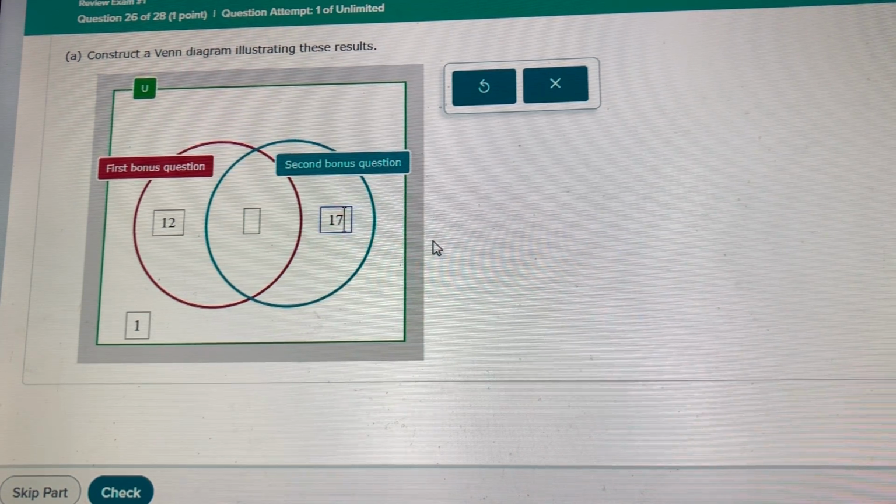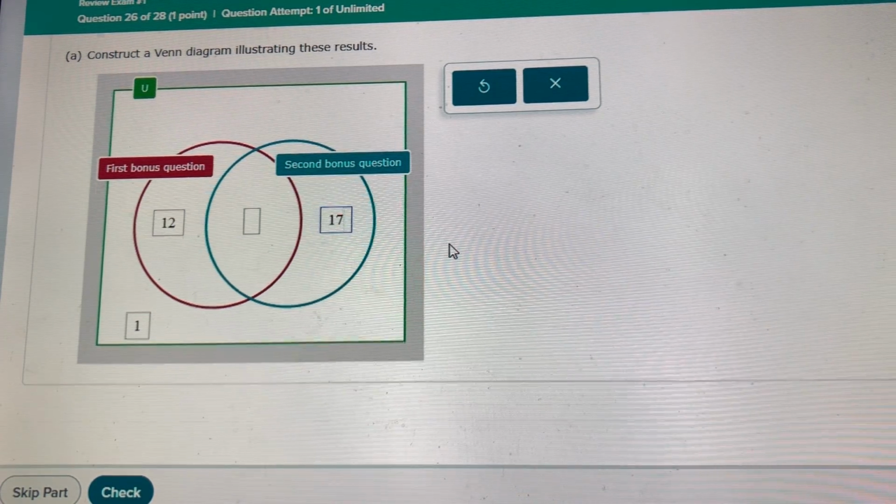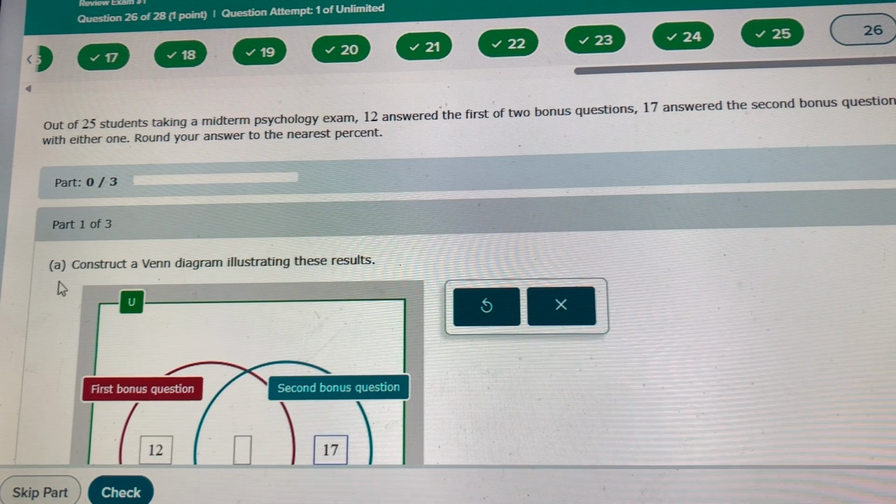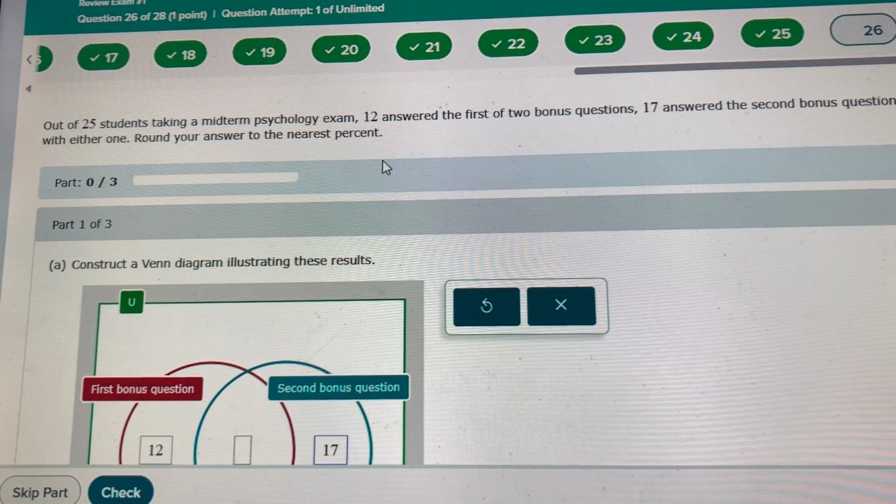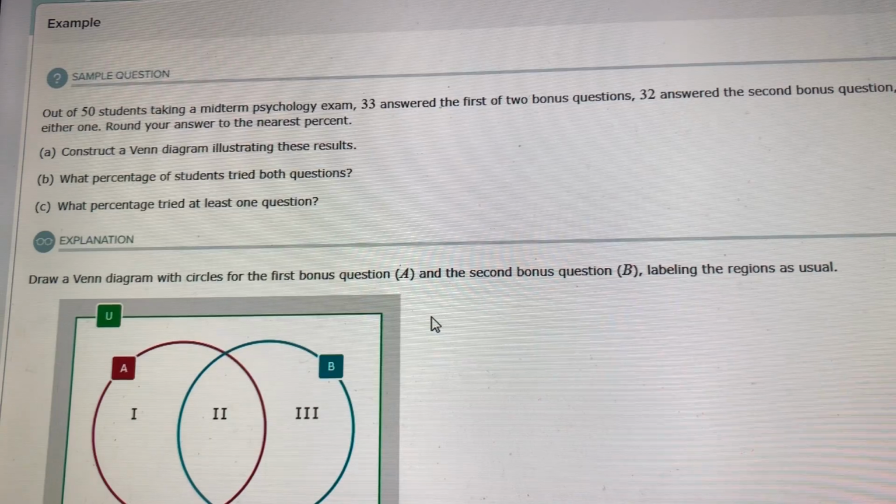Let's see, 24. There's percent too. Okay, that's weird. 25 students. Let me see an example here. What am I missing on this one?